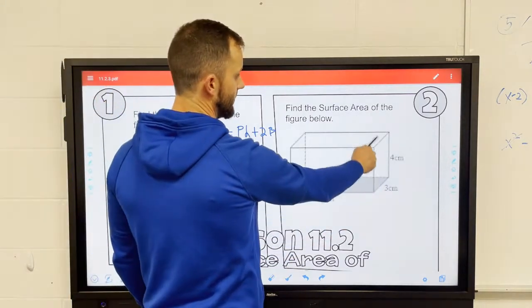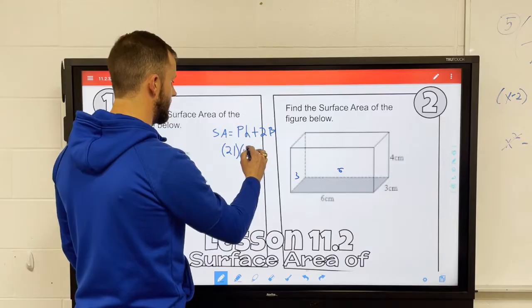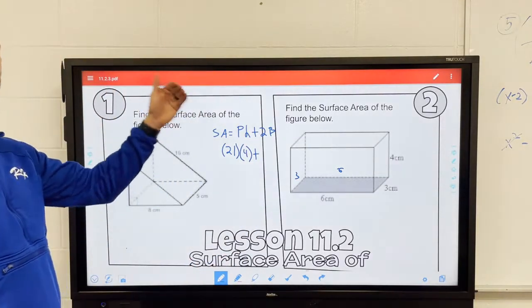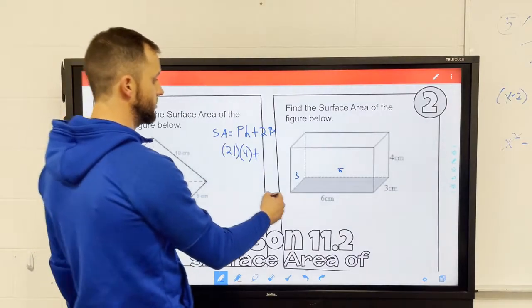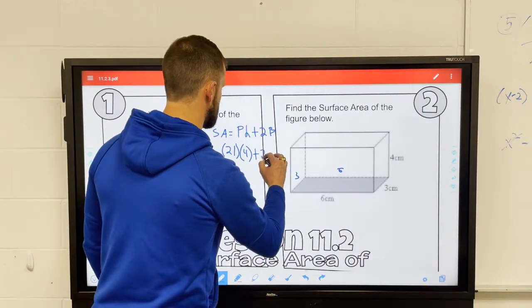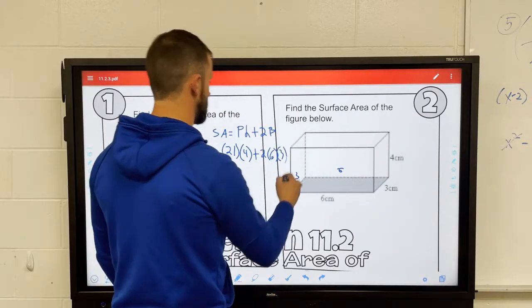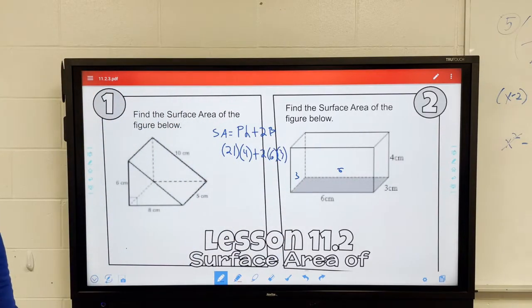So the height in between the two bases is going to be 4. And then I'm going to add 2 times the area of the base because I have 2 bases here. So I'm doing 2 times the area of a rectangle. So 2 times base times height, which is going to be 6 times 3. Okay, so this is going to be the formula that's going to give me my answer.